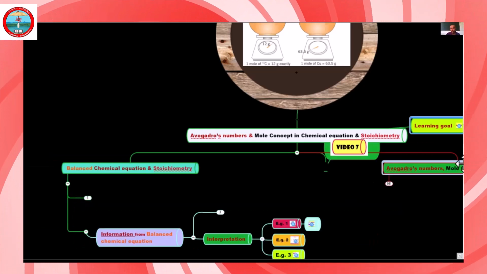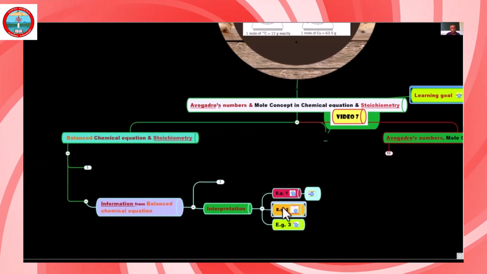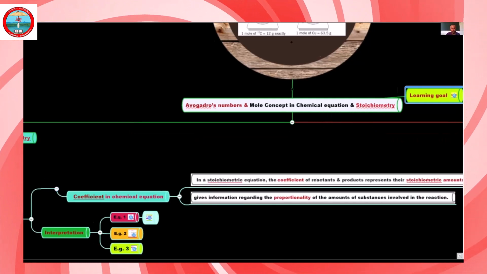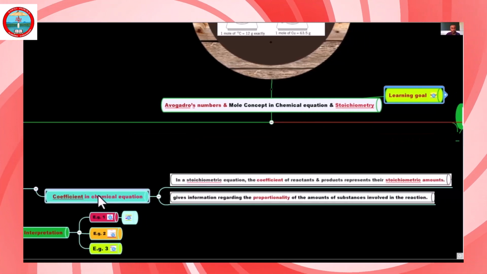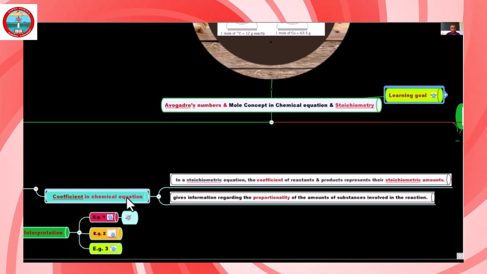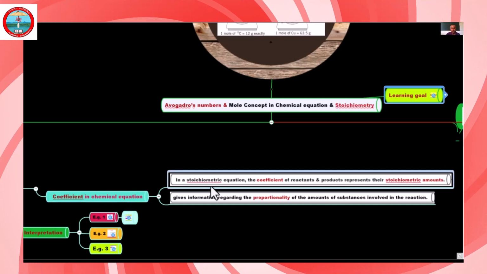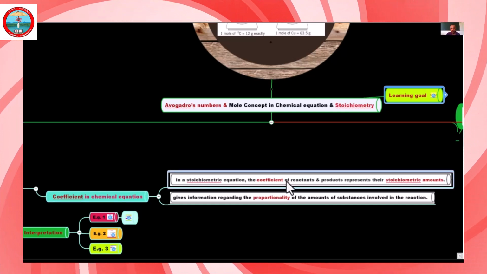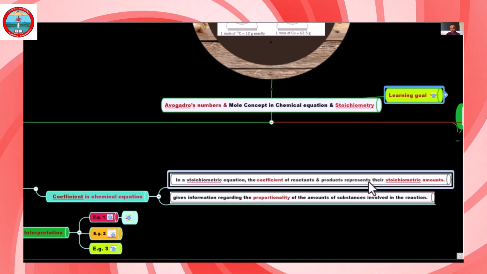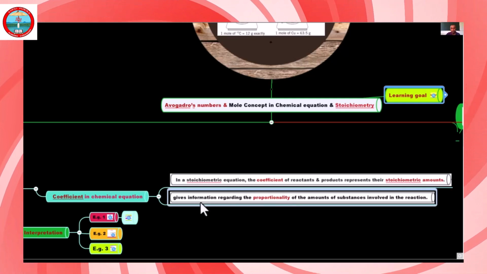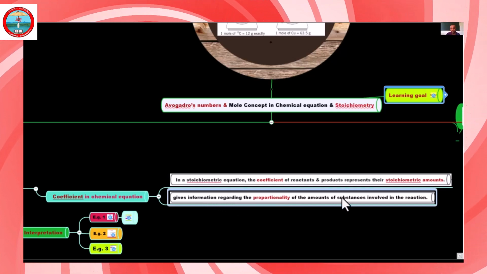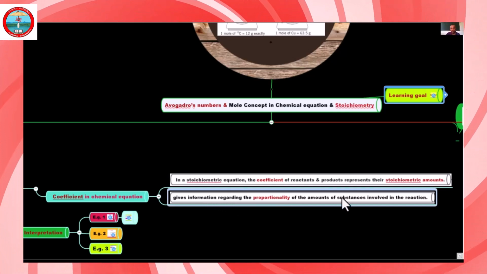and then perform the stoichiometric calculation. Another thing is the information obtained from the balanced chemical equation. In the previous video, we have seen that to balance a chemical equation, we use coefficients, and these coefficients are very important in stoichiometric calculation. The coefficients of reactants and products in a stoichiometric equation represent their stoichiometric amounts and give information regarding the proportionality of these amounts of substances involved in the reaction.